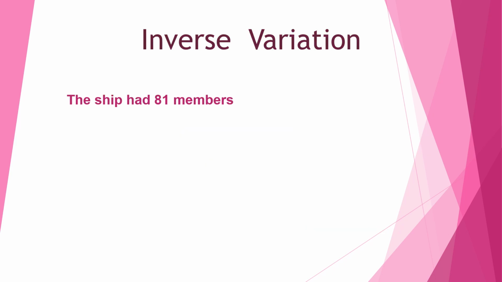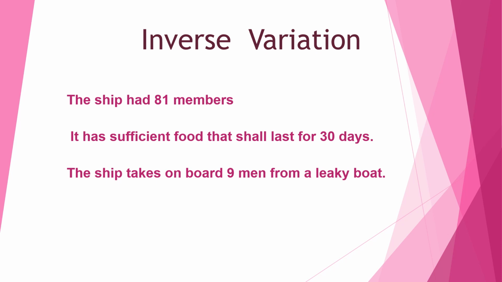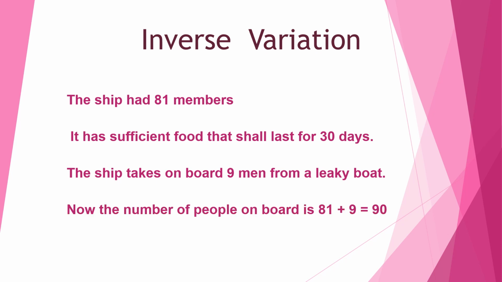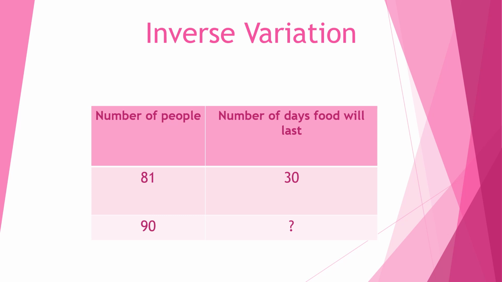The ship has 81 members. It has sufficient food that shall last for how many days? 30 days. The ship takes on board 9 men from a leaky boat. How many men are there now in the ship? 81 plus 9, that is equal to 90. So this is all that is given in the problem.